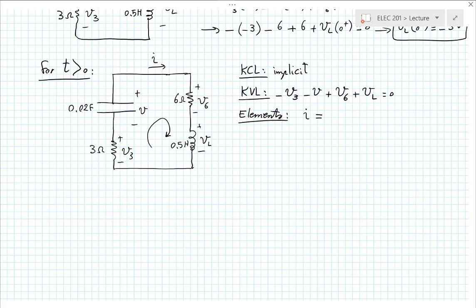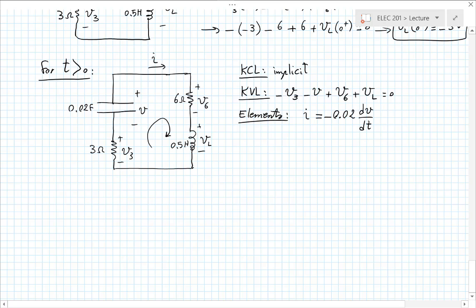So the capacitance is 0.02. And everything is in standard units, so I won't write the units inside the equations. So C dV by dt, correct? Who agrees with that? Who disagrees with that? There is a negative sign there. Very good.